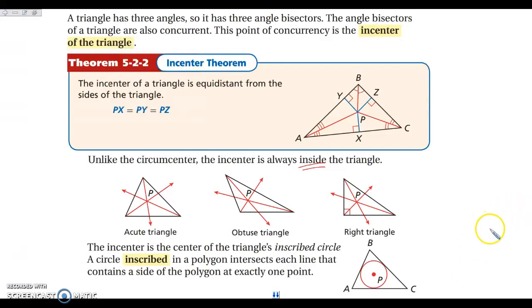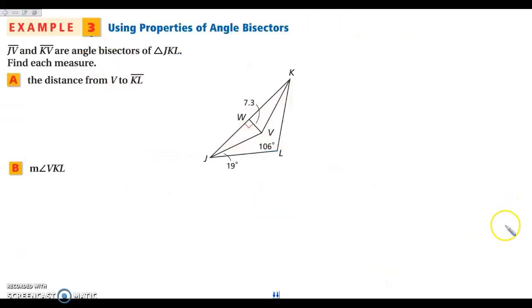All right. So let's take a look at example 3 here. I want to know the distance from V to KL if I know that these are angle bisectors. So I'm told that JV, which is here, is an angle bisector, and I'm told that KV is an angle bisector. Okay, I only have 2 of them drawn. I don't have the third one drawn, but that's okay. I don't really need it because I know where it's going to be, because those other 2 are going to intersect in the same spot.